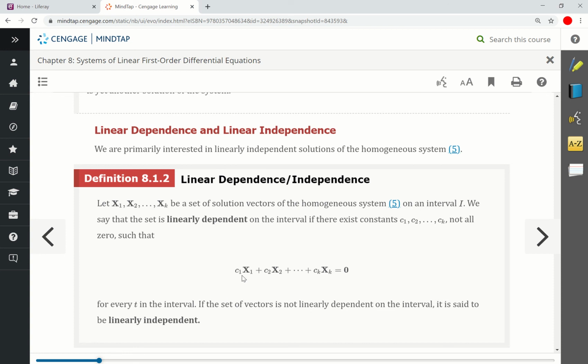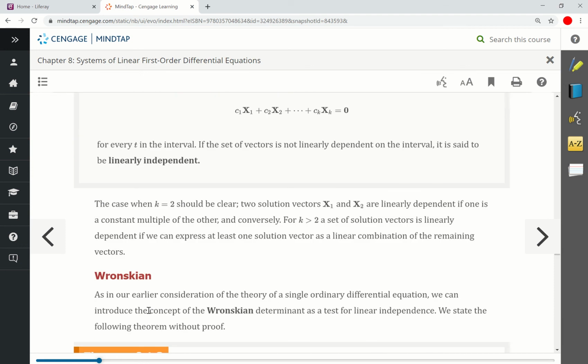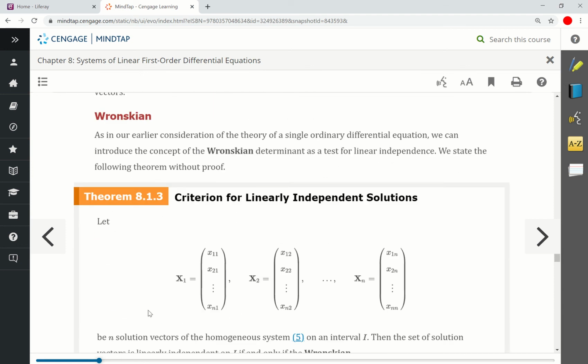So if you can find values c, not all equal to 0, such that this equation equals 0, then the solutions are linearly dependent. But if this equation implies that c1 up to ck are all equal to 0, then those solutions are linearly independent. And just like what we saw from before, the Wronskian can be used to determine whether a system is going to be linearly independent.